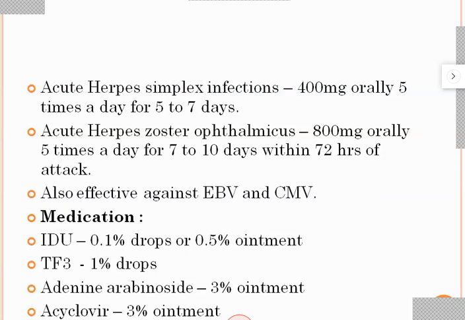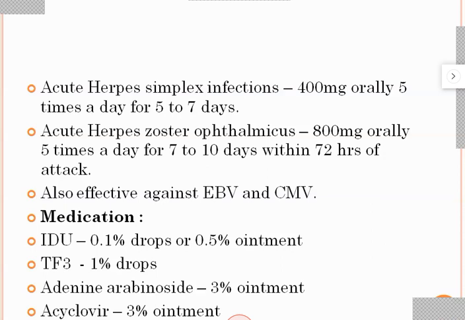It should be started within 72 hours of the attack of the virus. It is also effective against Epstein-Barr virus and cytomegalovirus infections. That means we can give acyclovir for treating Epstein-Barr virus and cytomegalovirus.